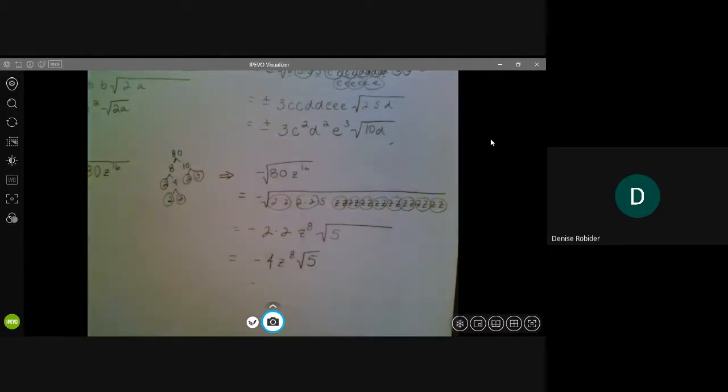And these are the same answers that I got earlier. Here, 5a squared b squared times the square root of 2a, plus or minus 3c squared d squared e cubed square root of 10d, negative 4 z to the 8th square root of 5. Okay, and there it is. 2 methods to simplify a radical.